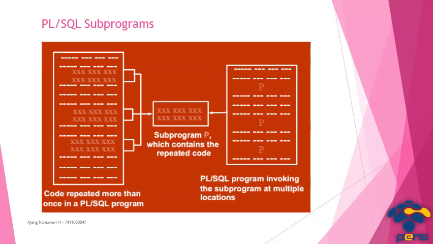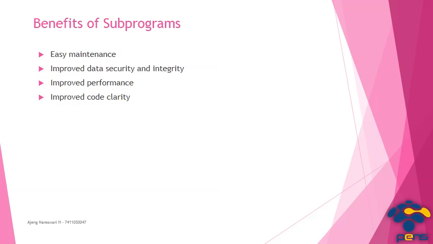PL/SQL program. We can see from the picture that the left side is the code repeated more than once in a PL/SQL program, and the middle is subprogram P, which contains the repeated code, and the right side is the PL/SQL program invoking the subprogram at multiple locations. Benefits of subprograms. First is easy maintenance, and the second is improved data security and integrity, and the third is improved performance, and the last is improved code clarity.